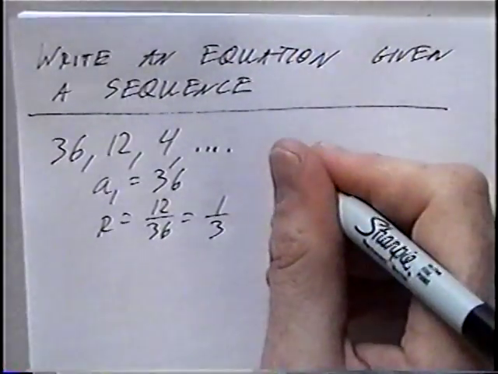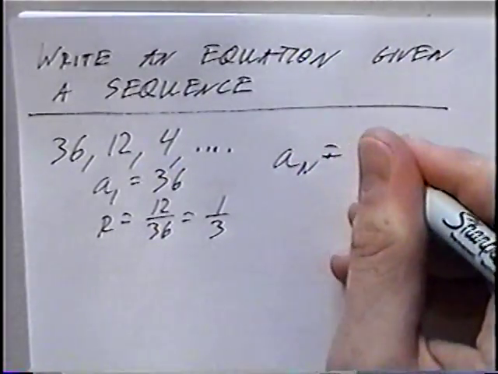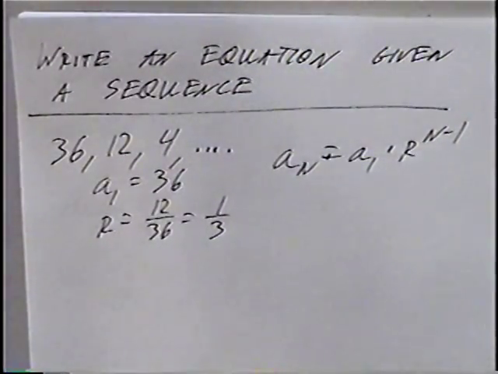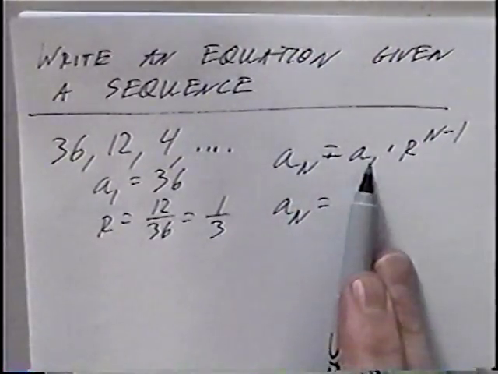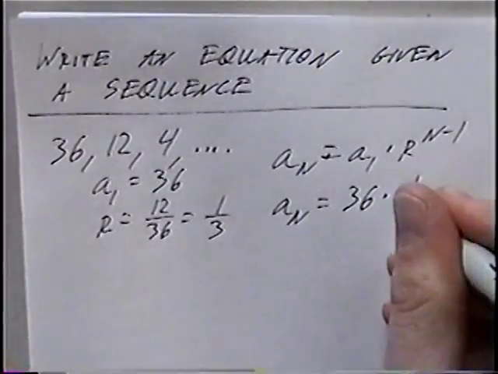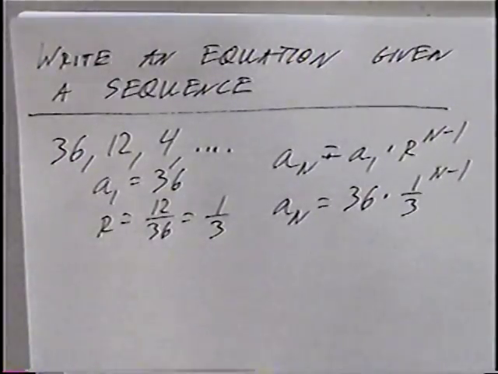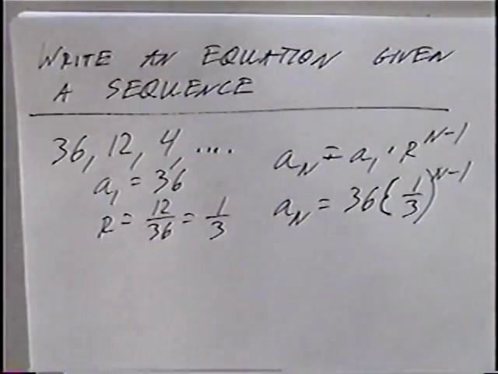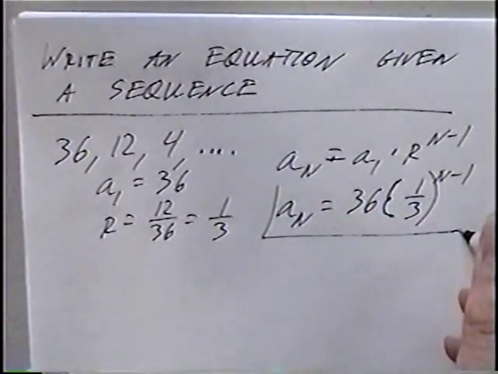To write an equation, we'll use the same equation from the previous section. A sub n equals a sub 1 times r to the n minus 1 power. For the equation, a sub n would stay the same. A sub 1 would be 36. The rate would be 1/3. And n minus 1, the exponent, would stay the same. We can put parentheses around the rate just to keep that separated. So our equation would be 36 times 1/3 to the exponent n minus 1.